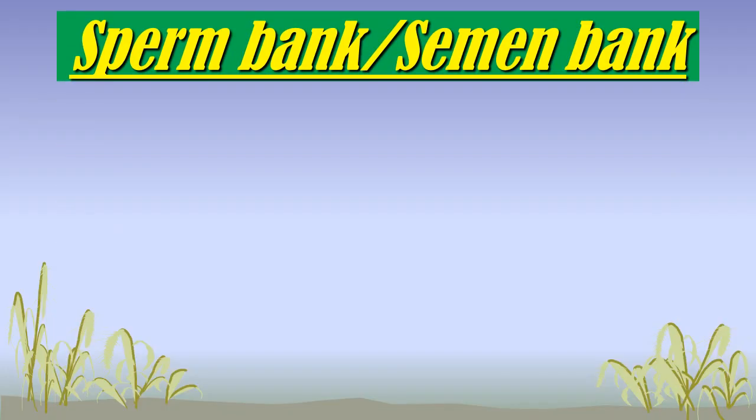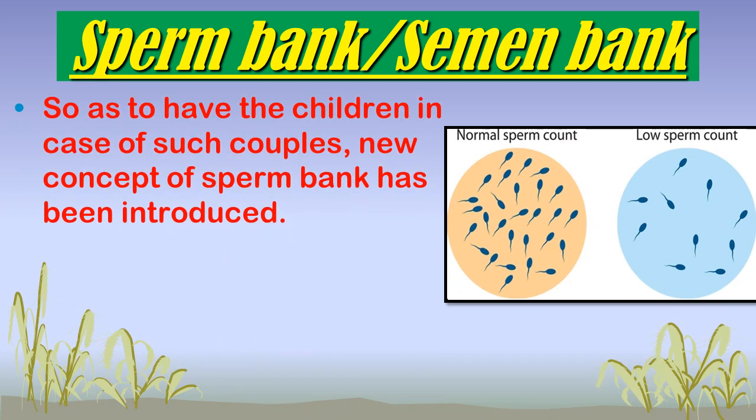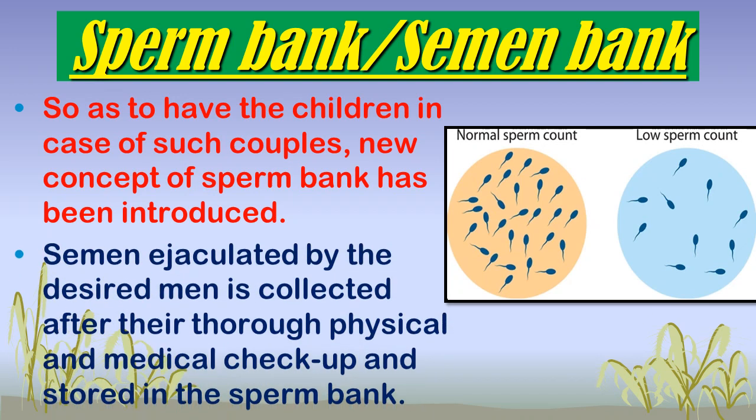Sperm is a male gamete. Here you can observe a normal sperm count, that means in semen there is a normal sperm count, and another sample of semen having a low sperm count. So students, there are various problems in sperm production, and in the case of many men, so that such couples can have children, a new concept of a sperm bank has been introduced. This concept is similar to the blood bank. Semen ejaculated by the desired man is collected after a thorough physical and medical checkup and stored in the sperm bank.